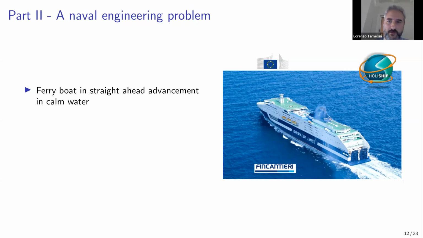Now I'm moving to the second part of my talk, where I actually show what happens in a, I would say, more realistic case, where we apply MISC to this naval engineering problem. So you see here, this is the boat we're talking about. It's a ferry boat, the one you take to go around for vacations, where you would carry your car on the boat, and then it takes you to another island, for instance. So this is a ferry boat in straight ahead advancement in calm water. We're interested in estimating the resistance to advancement.